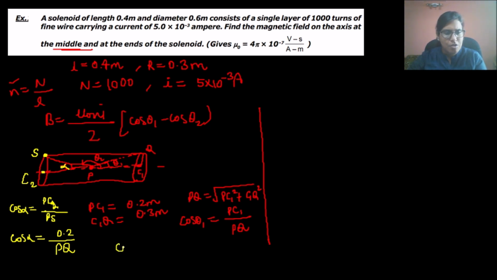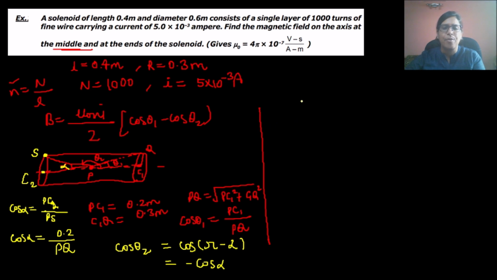Now cos of theta 2, we can write theta 2 angle like this, cos of pi minus alpha. Can we write like this? Yes. And cos of pi minus alpha is minus cos alpha. Cos alpha value we know from here. So now you have cos theta 1, cos theta 2. So you can calculate the value of magnetic field at the middle of the axis.